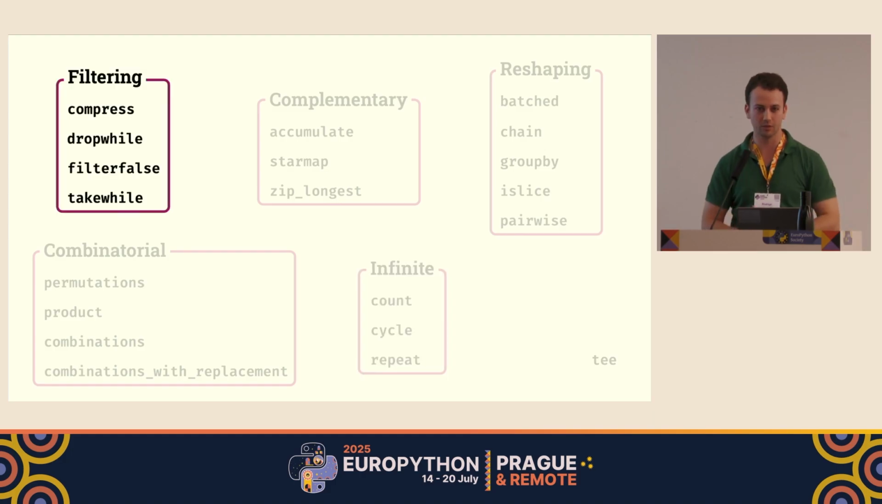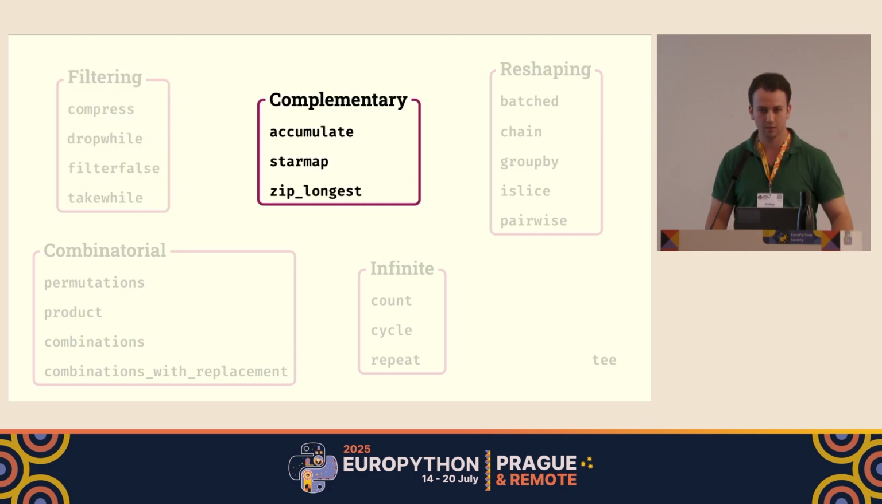The filtering iterables, I guess it kind of goes without saying. The point is you have a stream of data and you only want to pick some elements from that stream. So this is what the filtering iterables are good for. And then, when I was done, or when I was thinking about this categorization, I was left with 3 things. And then I was like, what do I call these?